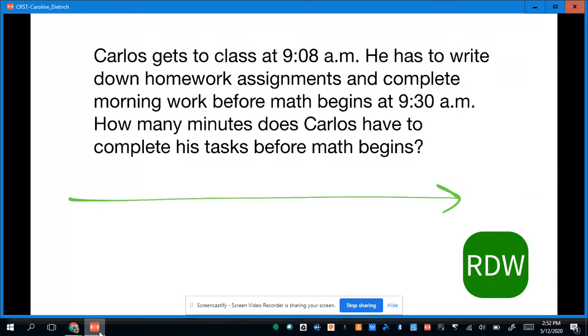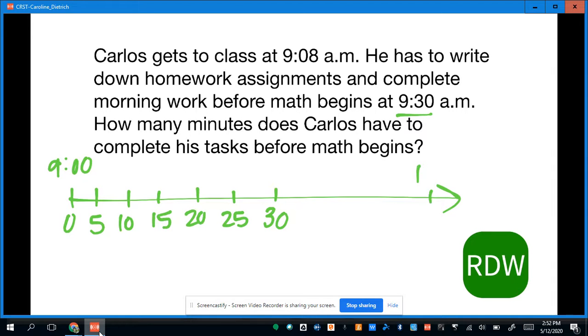So if I have my number line, and I go 0, 5, 10, 15, 20, 25, 30. I could go all the way to 60, but I don't need to since it's only 9:30. So 9 o'clock, 10 o'clock. So he gets there at 9:08. So 5, 6, 7, 8. And math begins at 9:30.